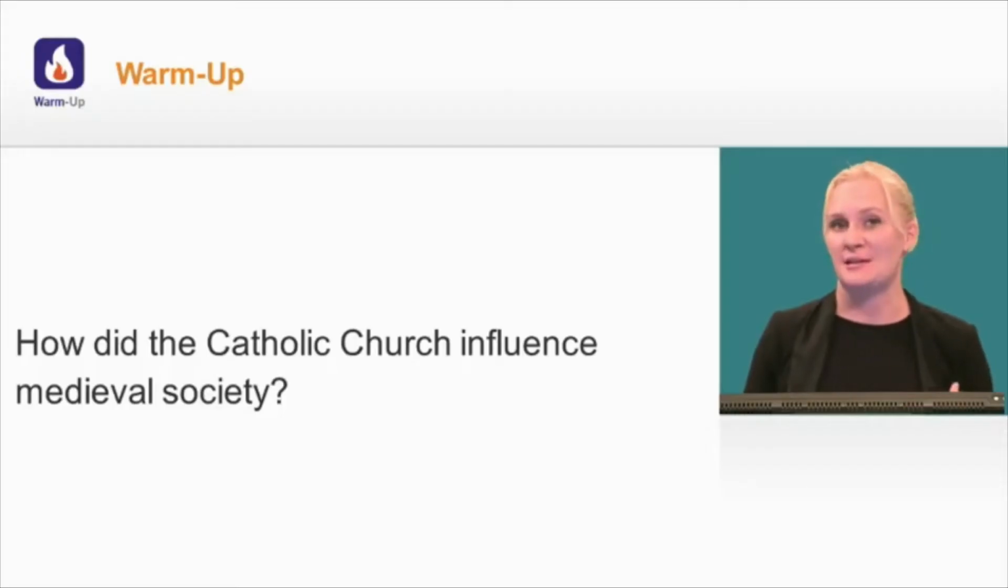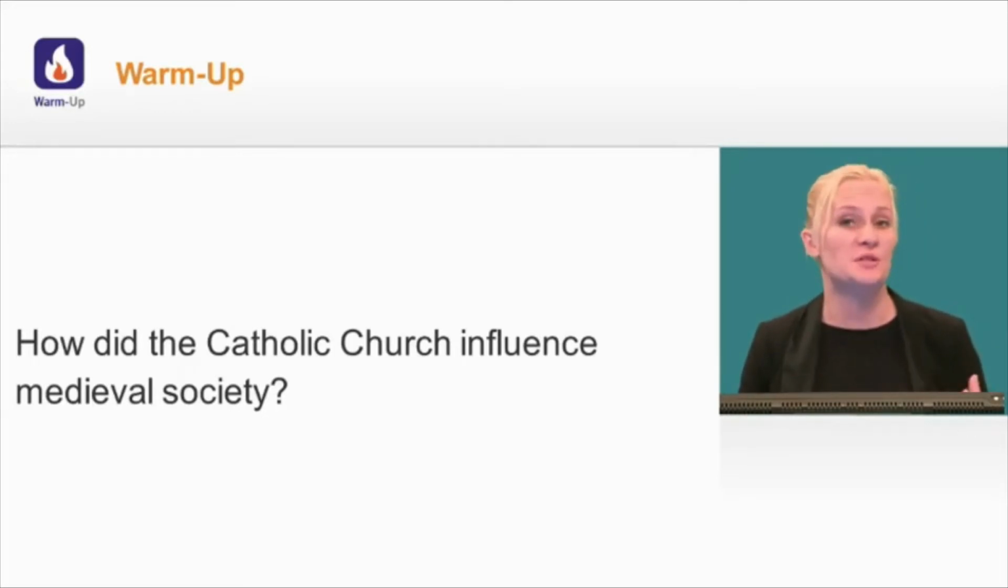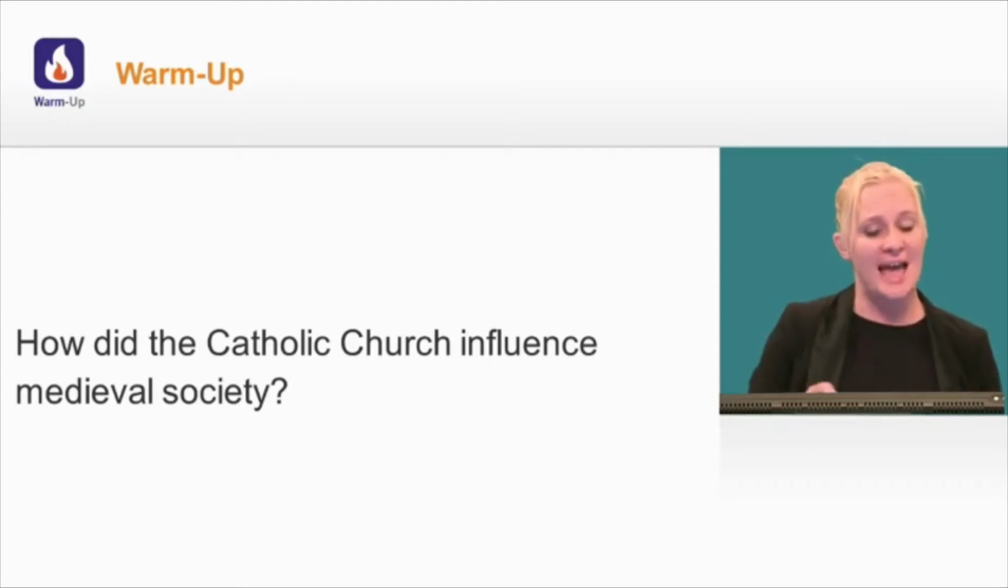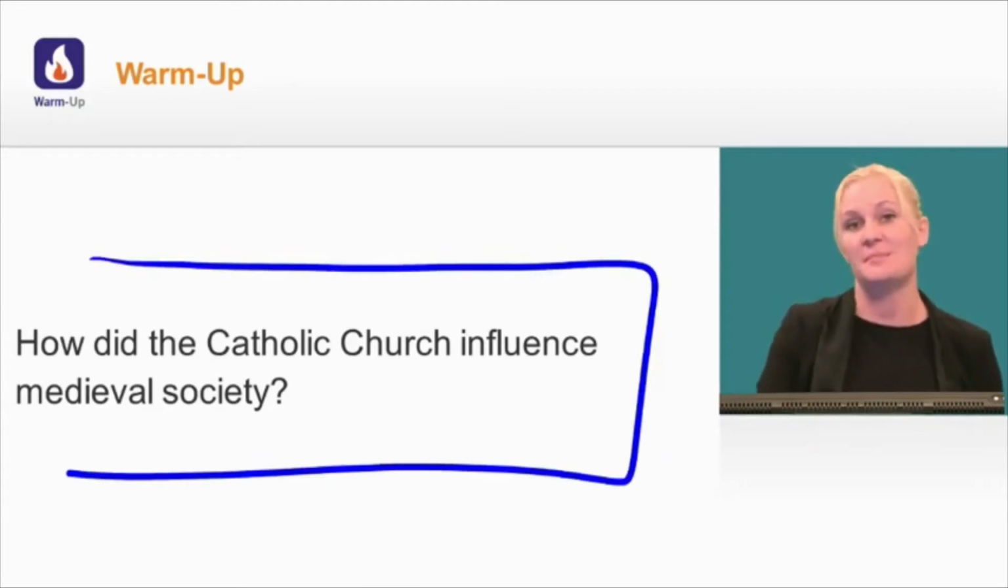During the Middle Ages, we like to think that it was just the king who was in charge of all of his people, but that's not exactly true. There were some other very influential players that were almost as important, if not more important, than the king at the time. In this lesson, we're going to ask ourselves, how did the Catholic Church influence medieval society?